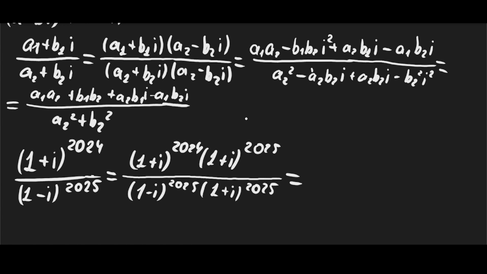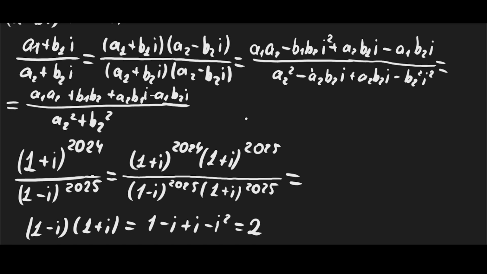Now we can use the conjugate formula, a minus i times a plus i. So let's see what is a minus i times a plus i. This would be just 1 minus i plus i minus i squared. Once again, use the fact that i squared is -1, so this would be just 2. So above, we would have (1 plus i) to the 4049 power, divided by 2 to the 2025.